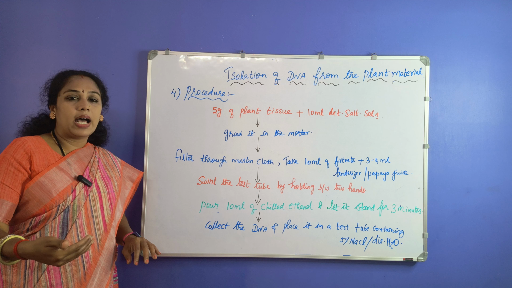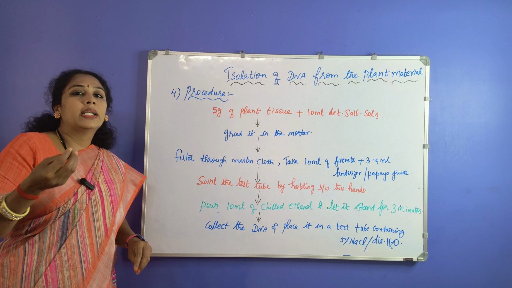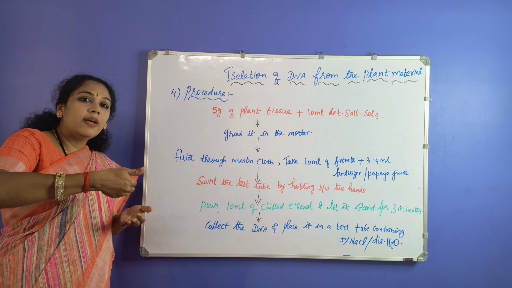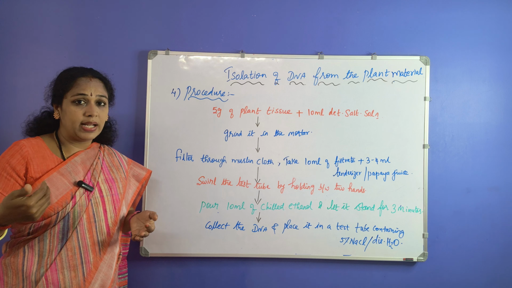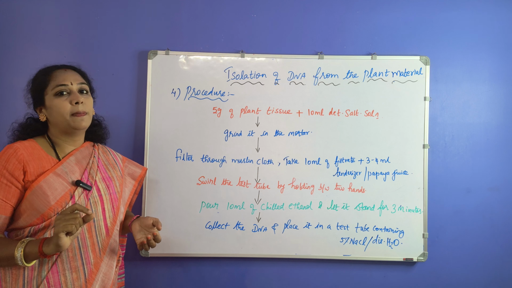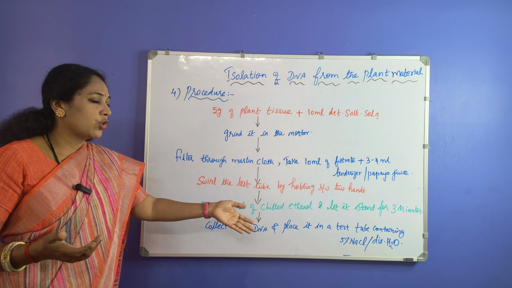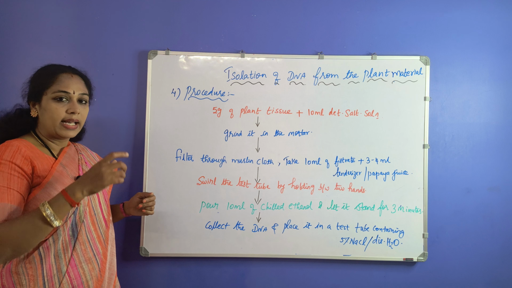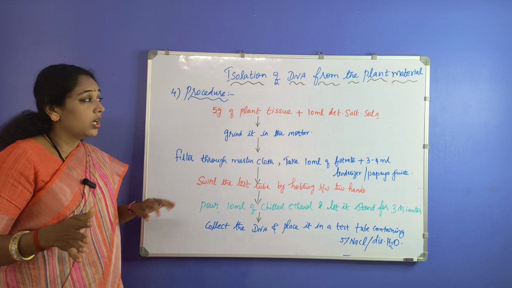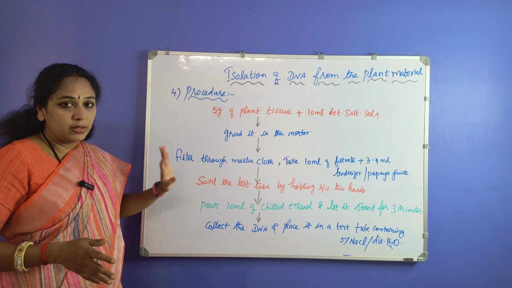Then you can see that the DNA gets precipitated, and you can see white colored DNA precipitated. What you can do now is take this precipitated DNA separately and keep it in a separate test tube containing either 5% NaCl or distilled water, and you can show it to the examiner. Either you can show it directly or with the 5% NaCl or the distilled water. So this remains the procedure for the isolation of DNA from the plant material.